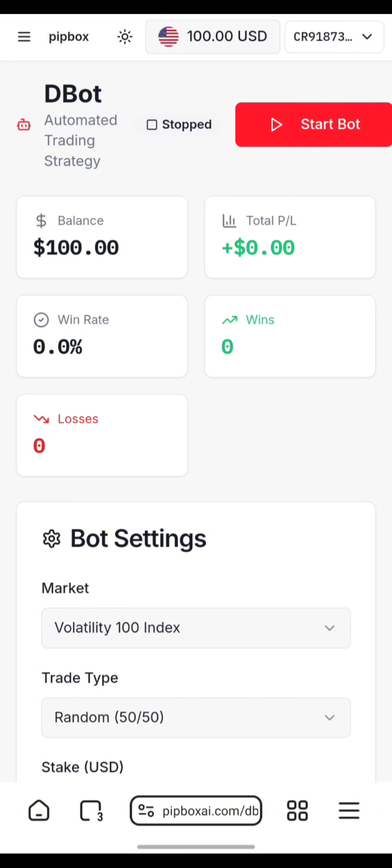Okay, so let me tell you something about PipBoxAI. PipBoxAI is a free AI tool that you can use to trade on Deriv. All you have to do is just connect it to a Deriv account, and you can take trades from PipBoxAI. And the good thing with PipBoxAI is that it does all the analysis for you and gives you all the possible entries. All you have to do is just execute the trades.